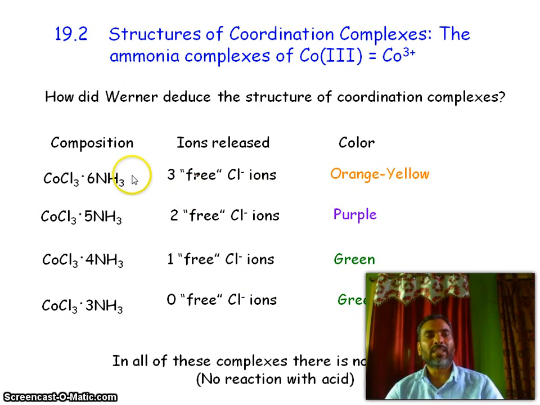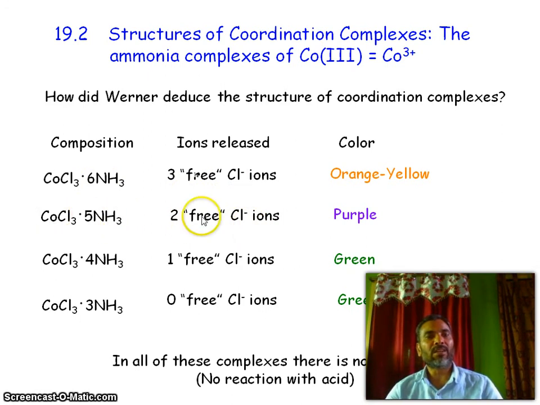So look here. CoCl3, CoCl3, CoCl3, all are the same. What is the difference? 6 ammonia, 5 ammonia, 4 ammonia, 3 ammonia. 3 free Cl minus means 3 chlorines are not bonded to the metal, so all 6 ammonia are bonded. Concentrate here. 2 free Cl minus means 1 chlorine is bonded to the metal.